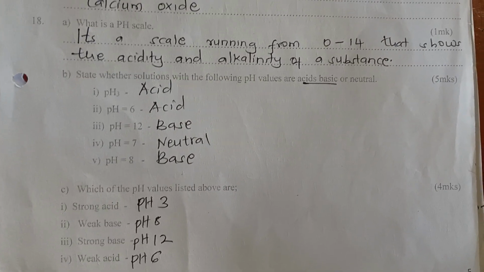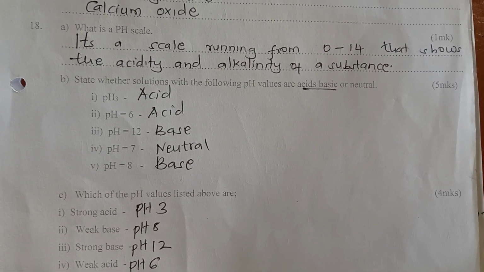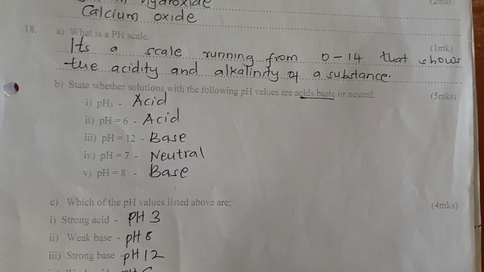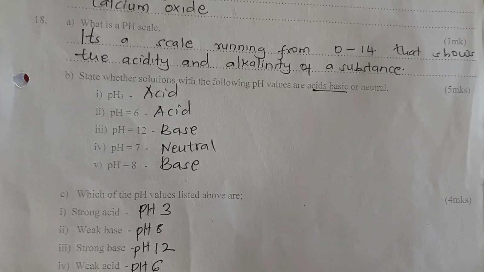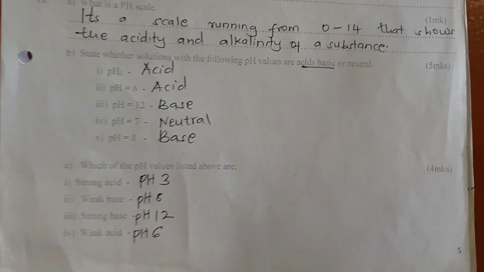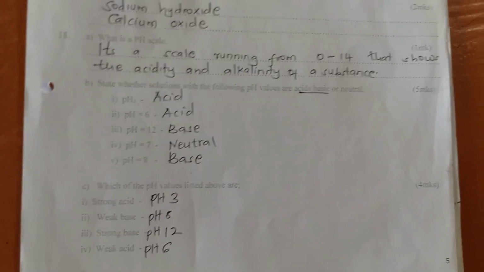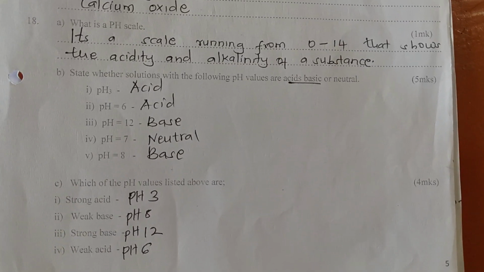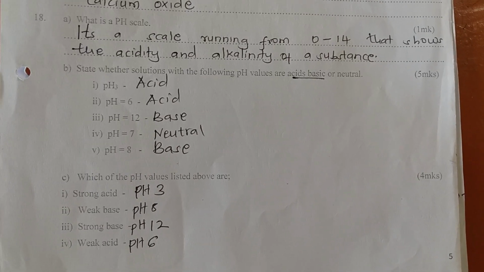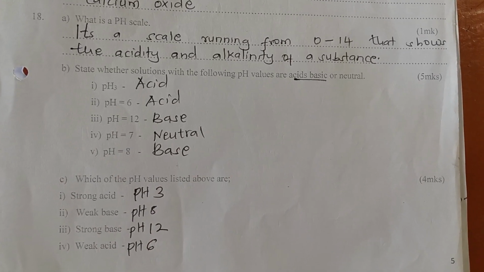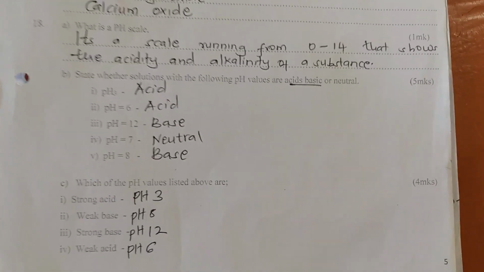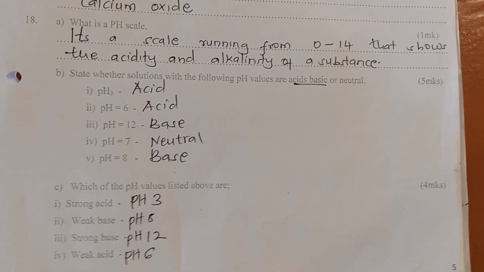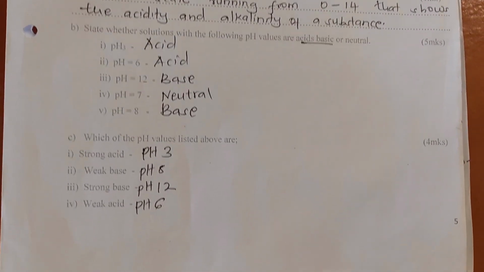pH scale. It's a scale running from 0 to 14, and it shows the acidity and alkalinity of a substance. Basically, it ranges from 0 to 14. State whether the solutions with the following pH are acidic, basic, or neutral. pH 3 acidic, pH 6 acid, pH 12 base, 7 neutral, and 8 base.